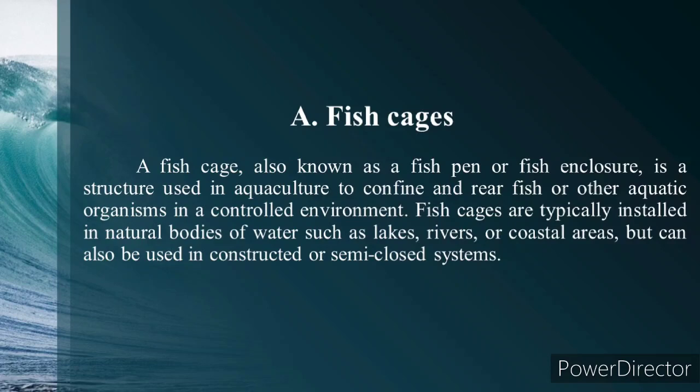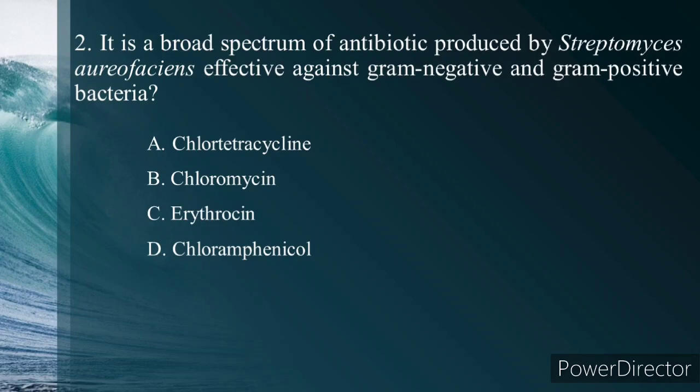Number 2. It is a broad-spectrum antibiotic produced by Streptomyces aureofaciens, effective against gram-negative and gram-positive bacteria. A. Chlortetracycline. B. Chloramycin. C. Erythrocin. D. Chloramphenicol. 1, 2, 3. The answer is A. Chlortetracycline.